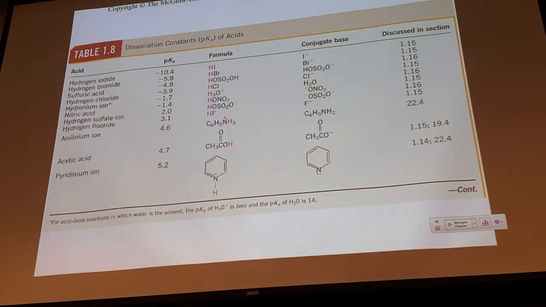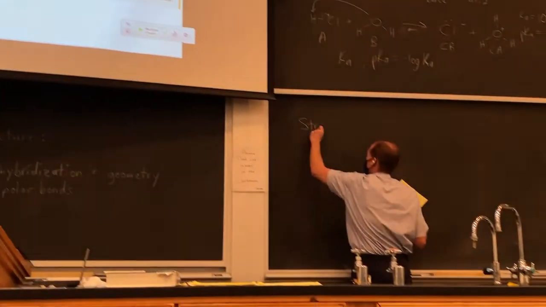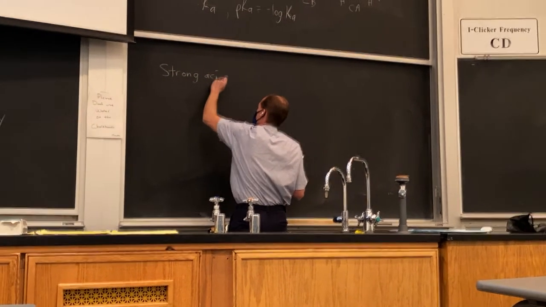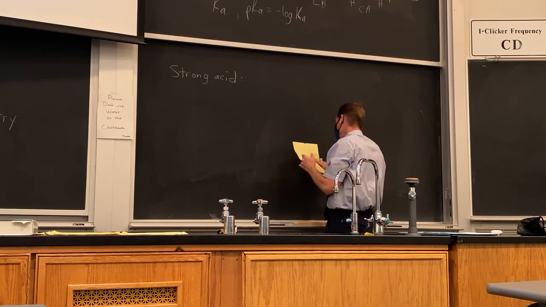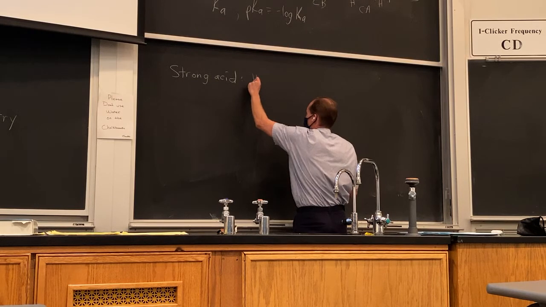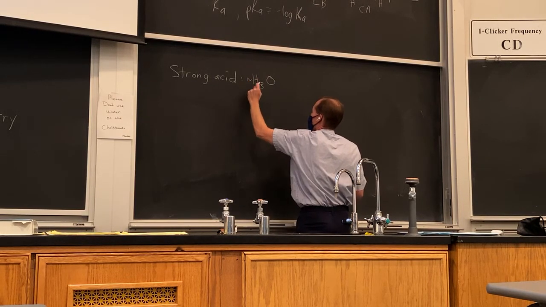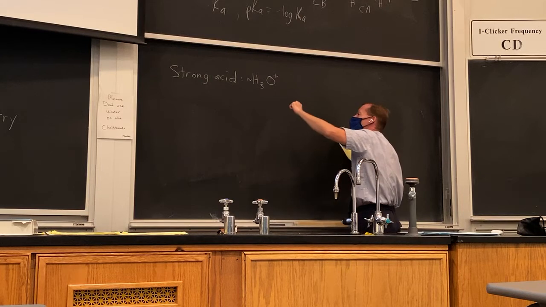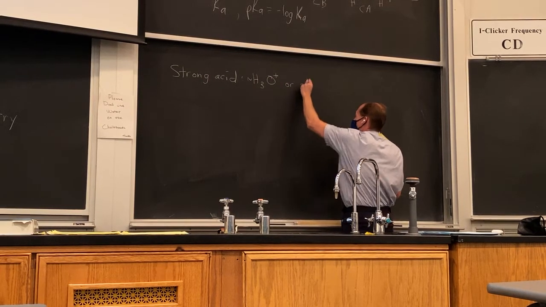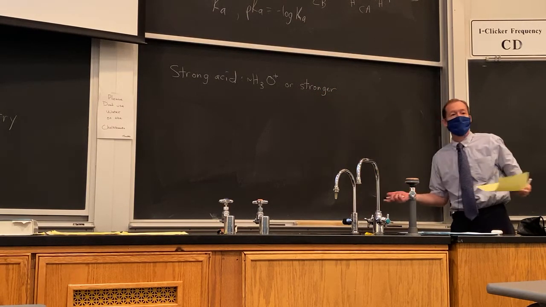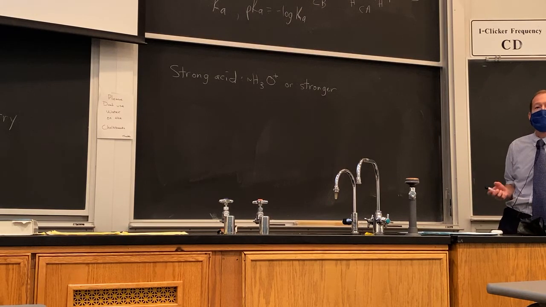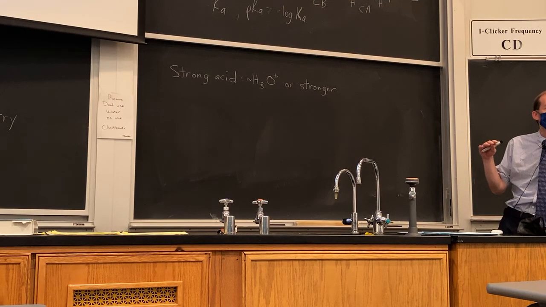So we need to define strong acids and strong bases. And so in this class, we will define a strong acid as one that has an acidity comparable to that of H3O plus or stronger. Another way to look at it is the pKa of a strong acid will be comparable to that of hydronium or lower.